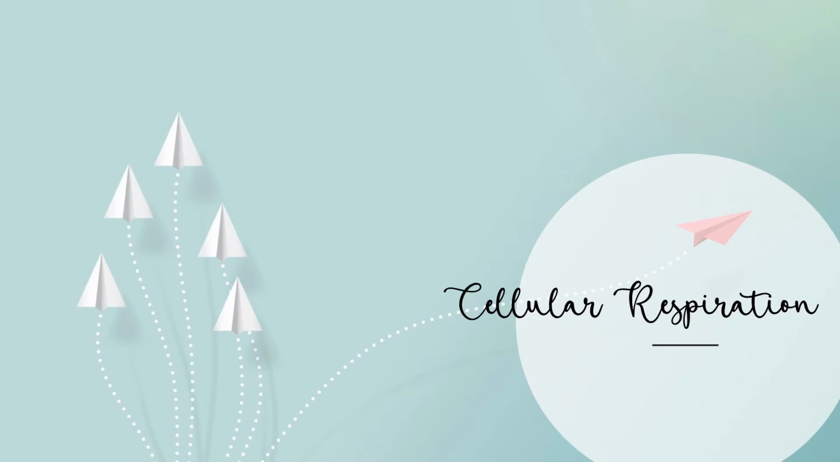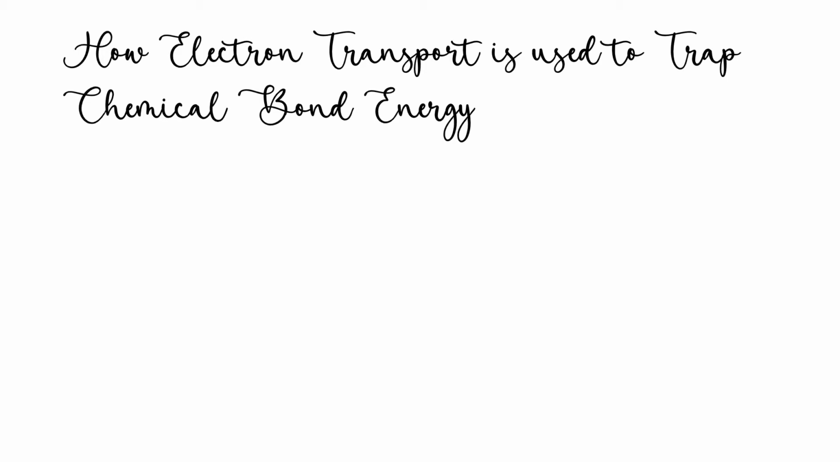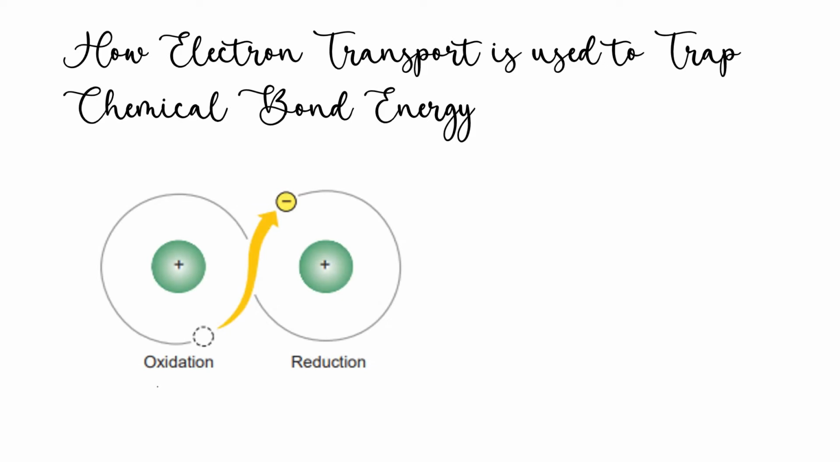Today, we will be talking about cellular respiration, so how electron transport is used to trap chemical bond energy. The molecule at left is oxidized by the loss of an electron. The molecule at right is reduced by gaining an electron.